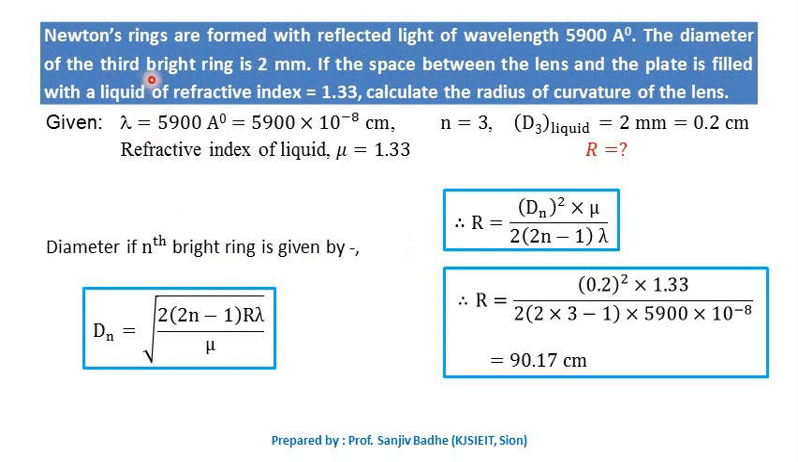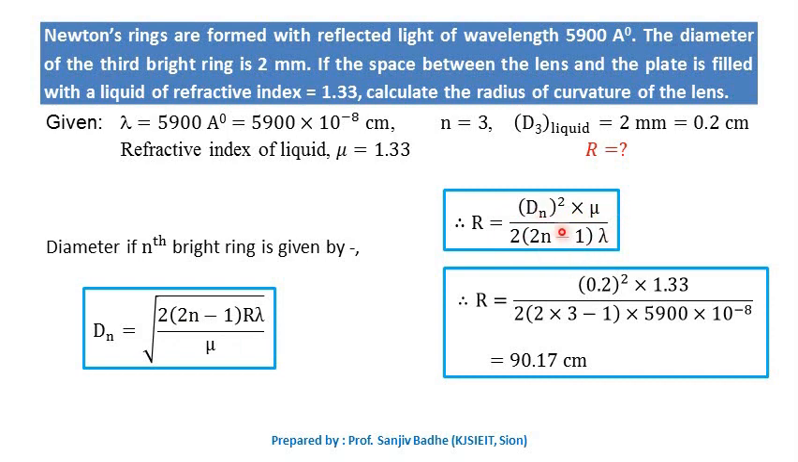Here the diameter of the third bright ring is given. So we will write the relation for the diameter of the nth bright ring. The diameter of the nth bright ring is given by d n, that is equal to square root of 2 into (2n minus 1) r lambda upon mu. We are asked to find the radius of curvature of the lens. So let us write the relation for r, the radius of curvature. From this, r can be written as d n square into mu upon 2 into (2n minus 1) lambda.